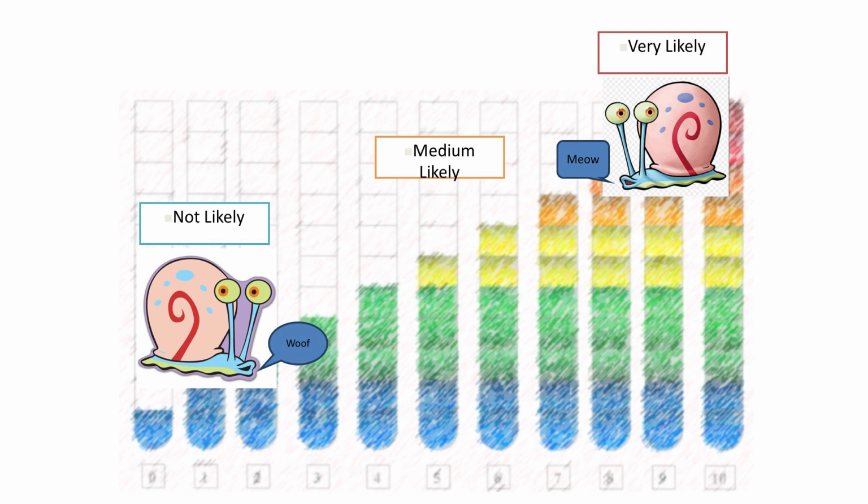Another example is a kiddo that I work with who is really into SpongeBob. Those of you who are SpongeBob fans, this snail guy, he says meow, so saying meow is something that is very likely. He would never say woof, he does not say woof, he says meow, and so that would be not likely. So when we were working on more realistic thinking, using the SpongeBob language with him, is this a meow situation or a woof situation, really worked for him, while likely and unlikely was not language that he was comfortable with.